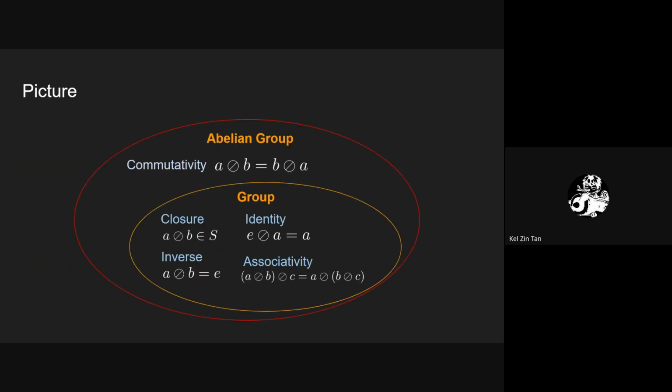Here we can look at small pictures of how it looks. In order to be a group, you have to satisfy all these 4 properties. In order to be an abelian group, you have to satisfy this additional property, commutativity.